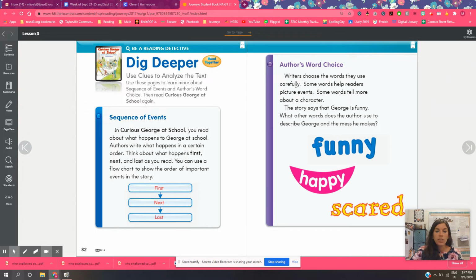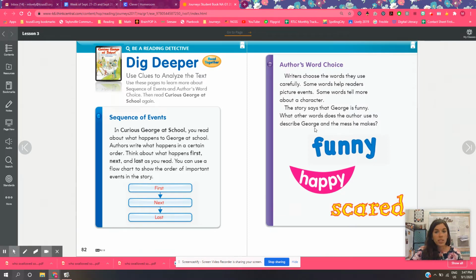Author's word choice. Writers choose the words they use carefully. Some words help readers picture events. Some words tell more about a character. The story says that George is funny. What other words does the author use to describe George and the mess that he makes?